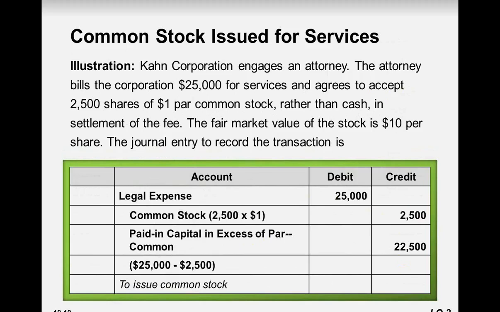If we provide stock for an expense, in this case we provided stock to an attorney. The attorney bills the corporation for $25,000 for services and agrees to accept 2,500 shares of $1 par common stock rather than cash. So the fair market value of the stock is $10 per share on the day that this transaction occurs. So the legal expense is $25,000. The common stock, the par, they got 2,500 shares at $1 for 2,500. And the paid-in capital in excess of par was $22,500.